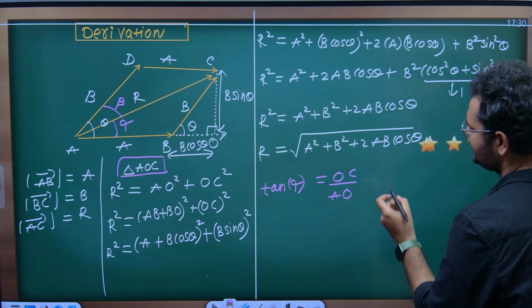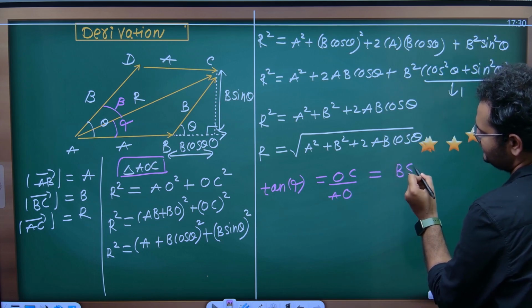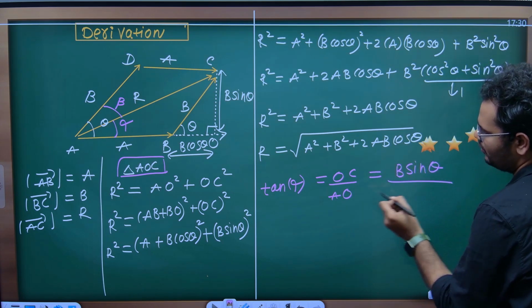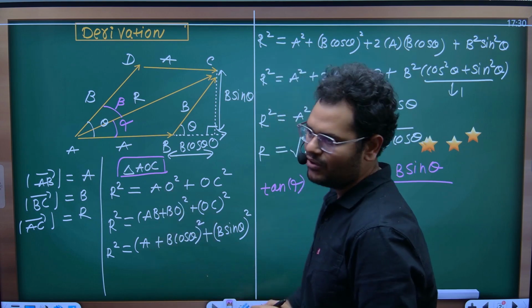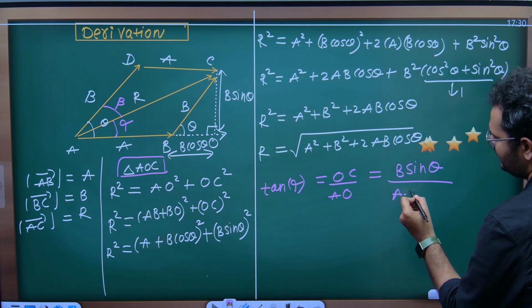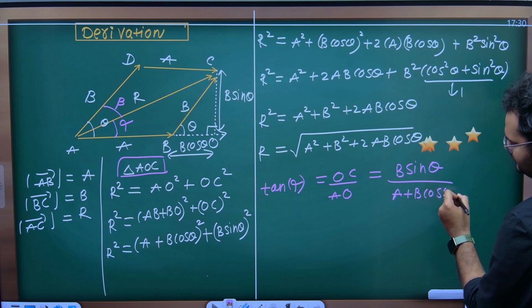But what is OC, sir? OC is B sin theta, upon what is AO? Just now we have written AO. See this AO, A plus B cos theta. So A plus B cos theta.